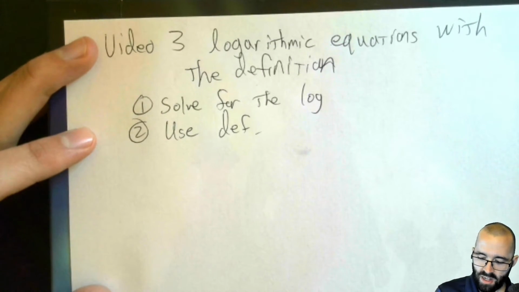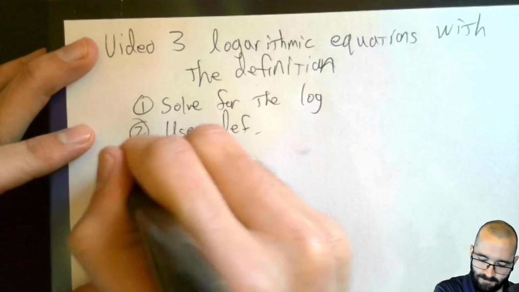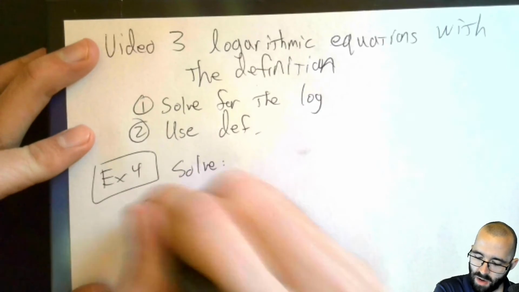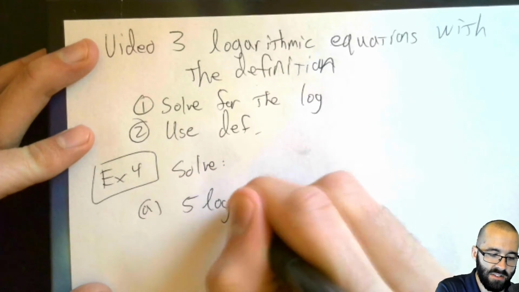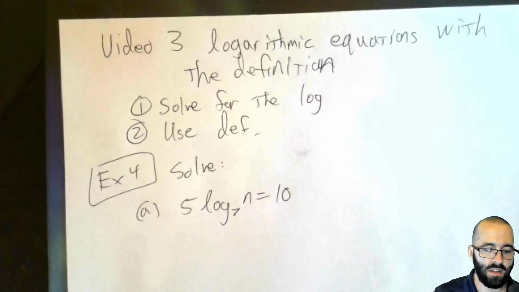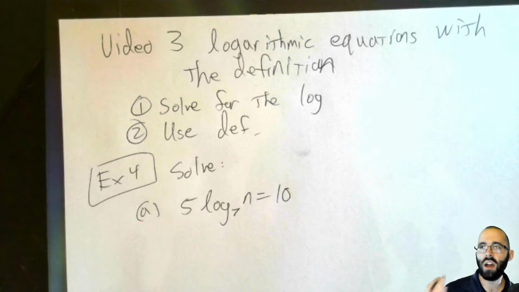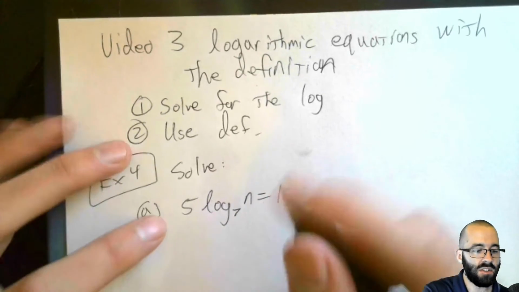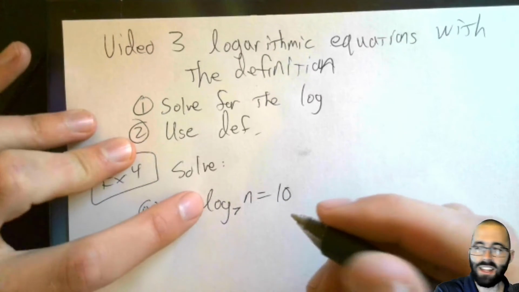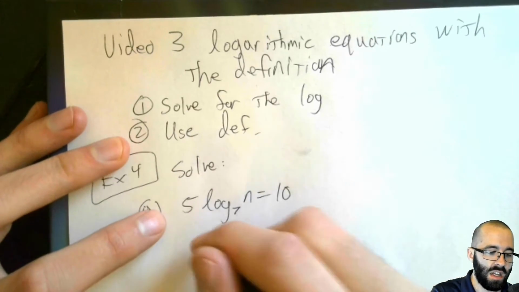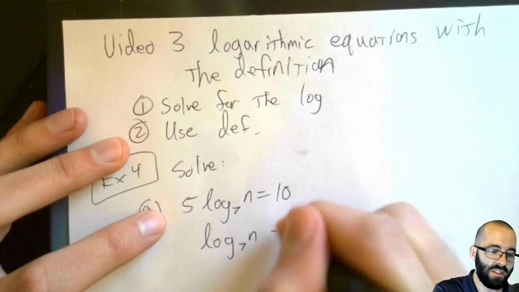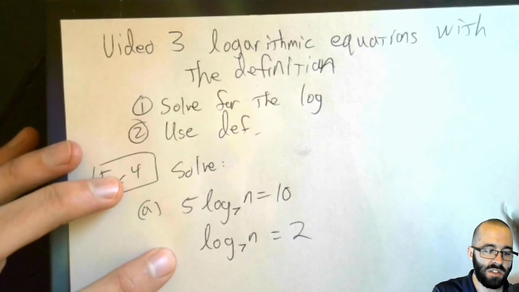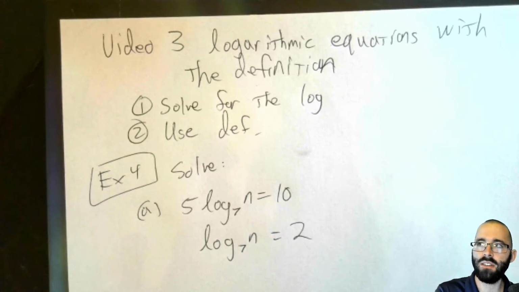All right, we got example 4 here today. Solve the following. Part A is going to be 5 log base 7 of n is equal to 10. All right, so the logarithm's not by itself. The logarithm has a 5 in front of it. So we need to start by dividing both sides by that 5. We need to get that logarithm by itself. So if we divide both sides by 5, they cancel on the left, and the right-hand side's 10 divided by 5, which is 2. Step 1, completed.